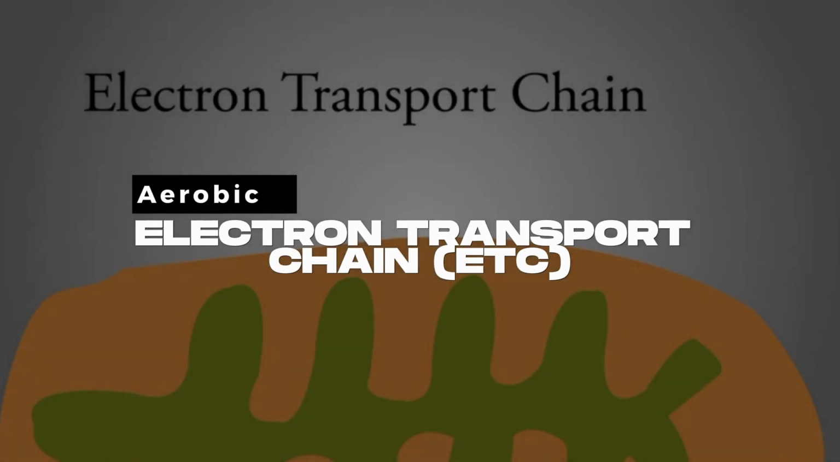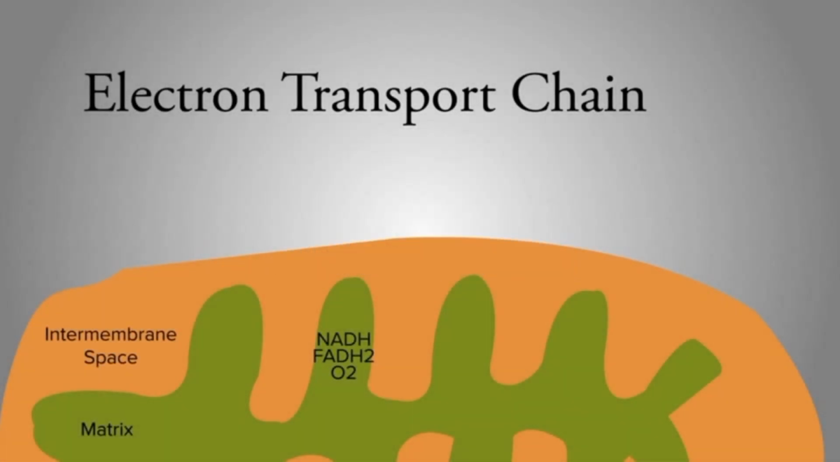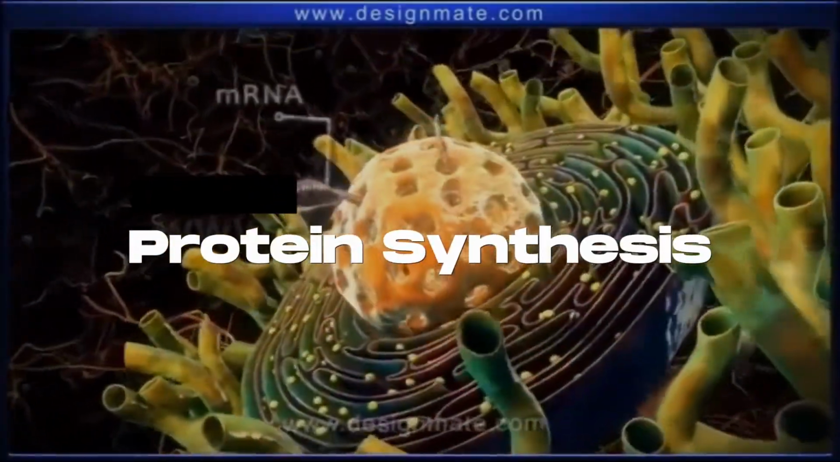Meanwhile, Paramecium caudatum, a single-cell organism, possesses a rudimentary electron transport chain within its mitochondria, aiding in ATP production through aerobic respiration. This chain involves a series of protein complexes and molecules that facilitate electron transfer and ATP synthesis, enabling energy production for the organism's function. Next is protein synthesis.